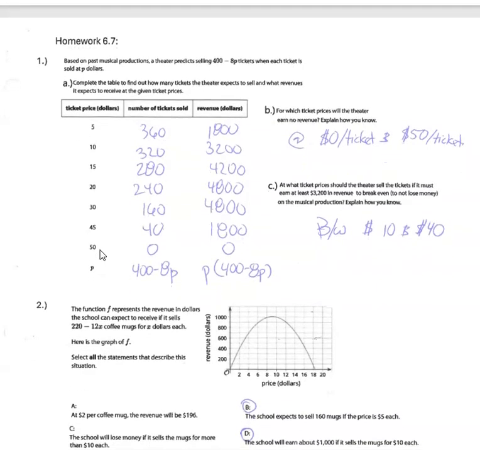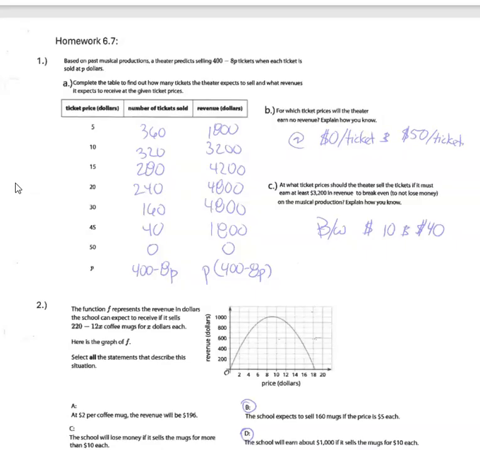Now, on this one right here, it was a problem just like the first one in the notes. It is going to have an equation in the same concept. As the price goes up, the number of tickets sold drops, but the revenue is going to fluctuate.